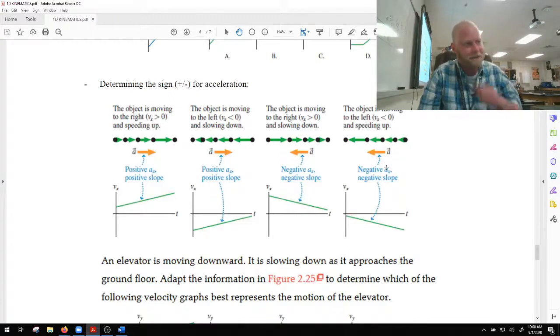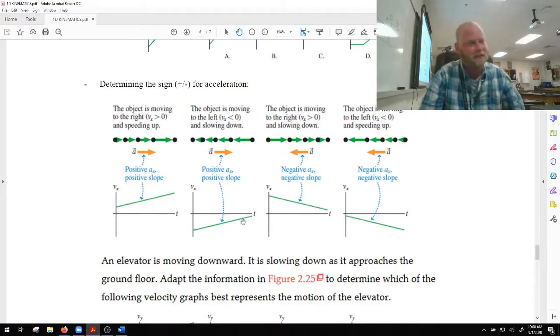All right, now if you're looking for whether your acceleration is positive or negative given a velocity time graph, again, the easiest thing to do is just look at your slope, right? So here you've got a positive slope, which means that you have positive acceleration. Here you've got a positive slope. You've got positive acceleration. Negative slope, negative acceleration, negative slope, negative acceleration.